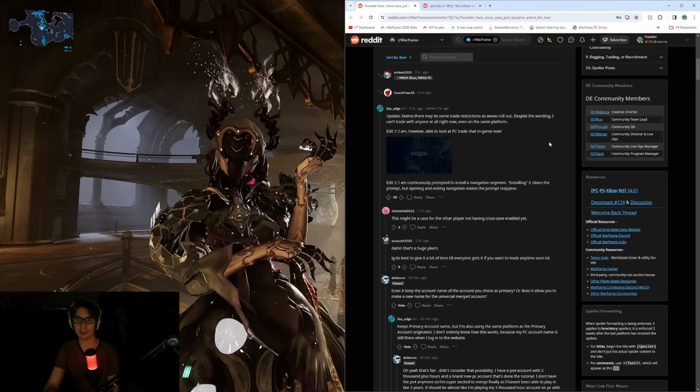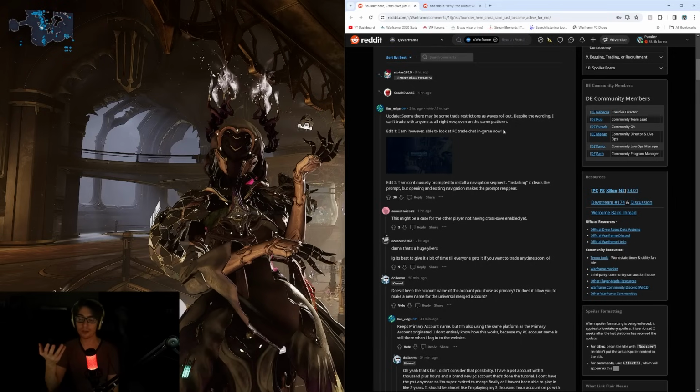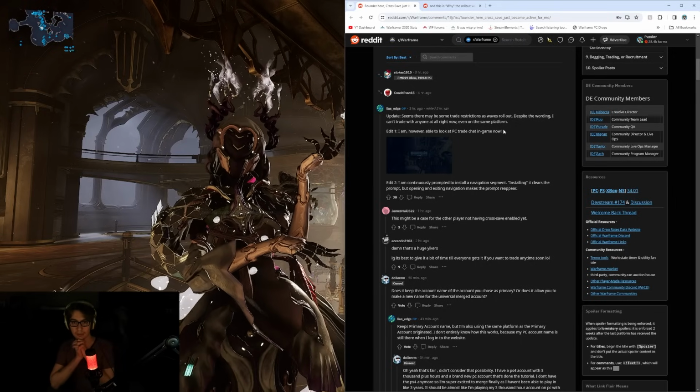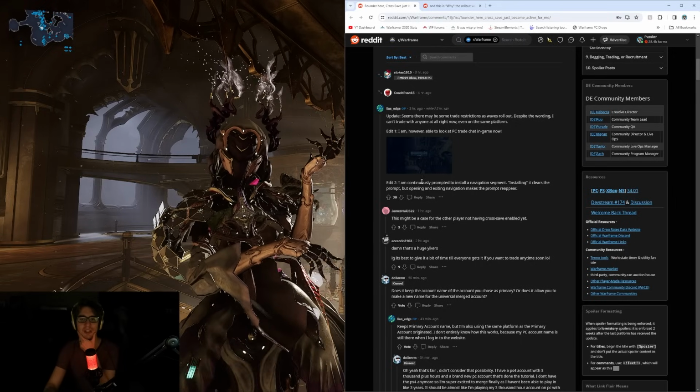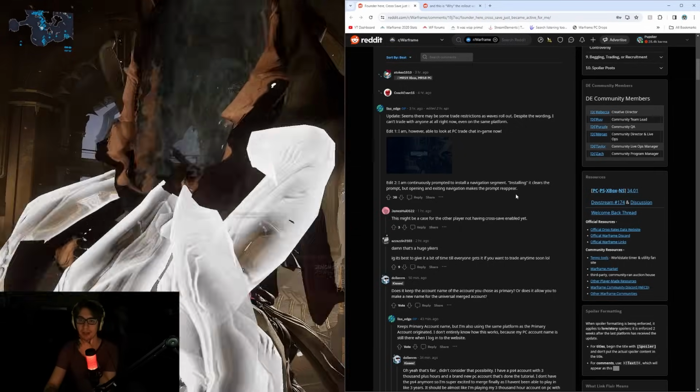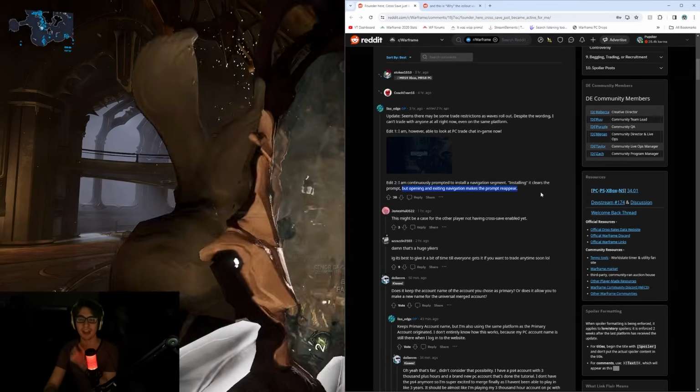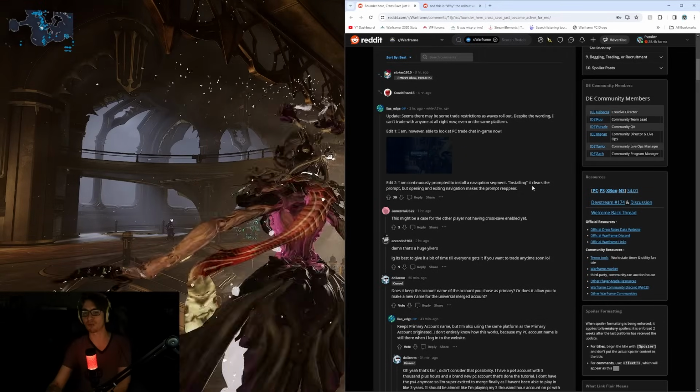I'm able to look at PC trade chat in game chat now. Okay, so they do properly link up the chats. Interesting. I am continuously prompted to install a navigation segment. Installing it clears the prompt, but opening and exiting navigation makes the prompt reappear.